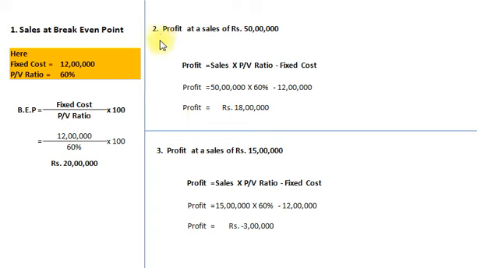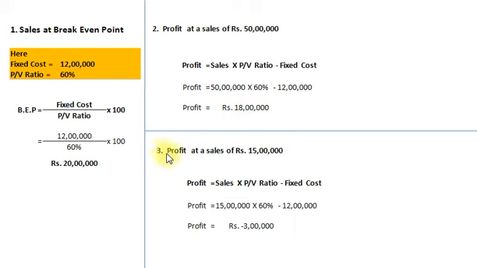Our second requirement is profit at a sale of rupees 50 lakh. This will be calculated by using formula: profit is equal to sales multiply PV ratio minus fixed cost. Here our sale amounts to rupees 50 lakh multiply PV ratio 60% minus fixed cost rupees 12 lakh. So our required profit amounts to rupees 18 lakhs.